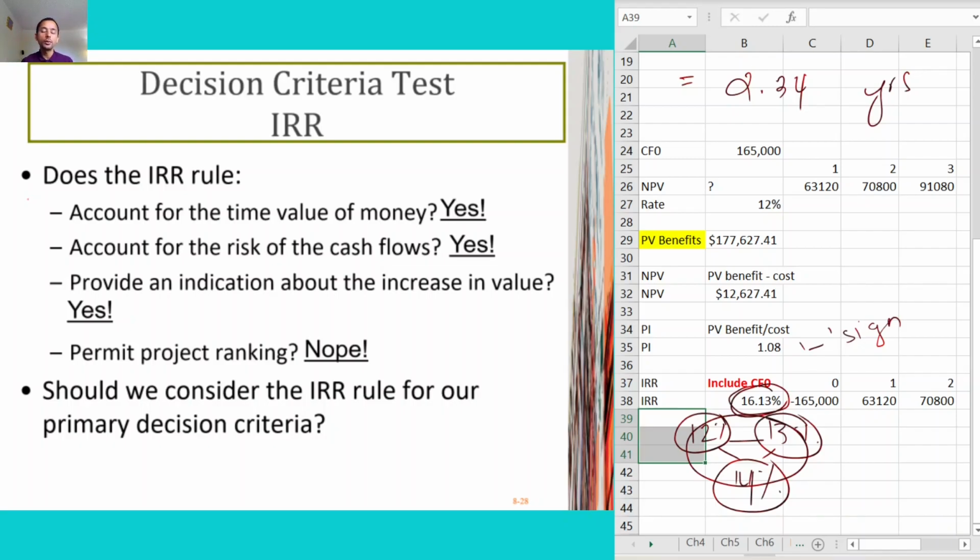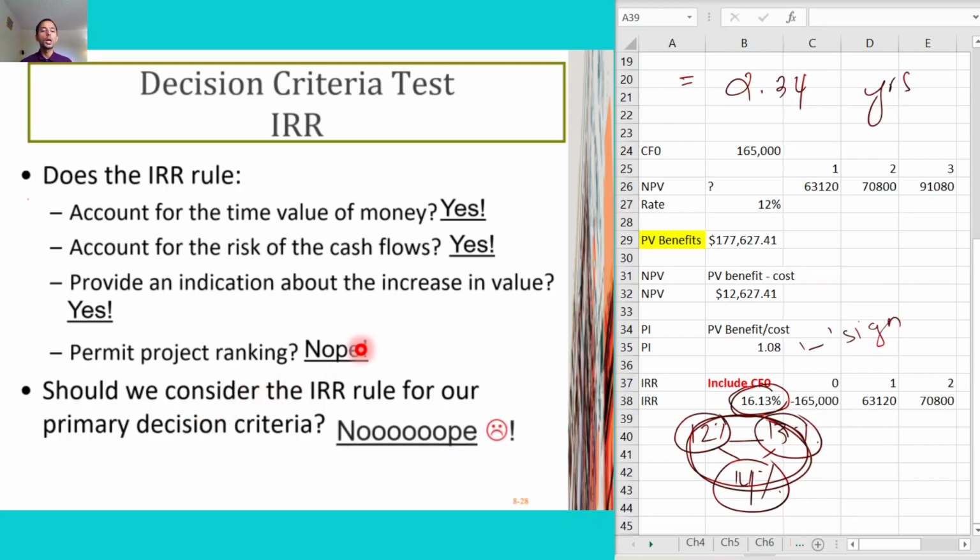We should be accepting all, fine. But if I want to rank, if I want to select only one of these 3, which one should I select? I don't know. IRR does not tell you that. That's the problem with the IRR. So if that's the problem, should we consider the IRR rule for our primary decision criteria? This one thing is like a bummer.